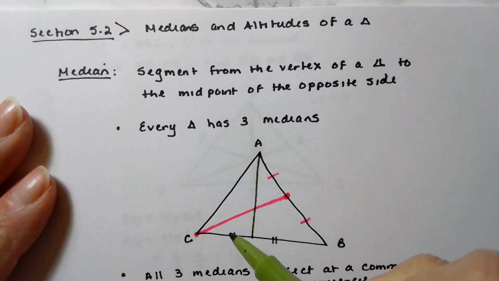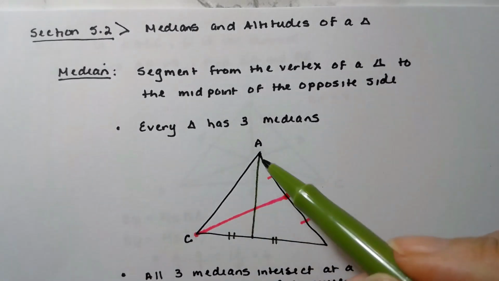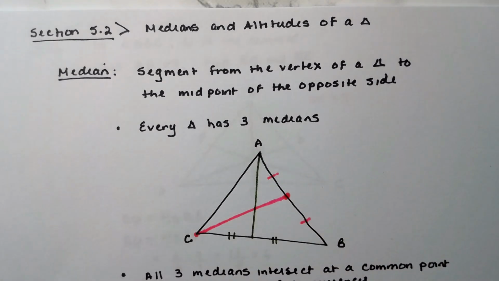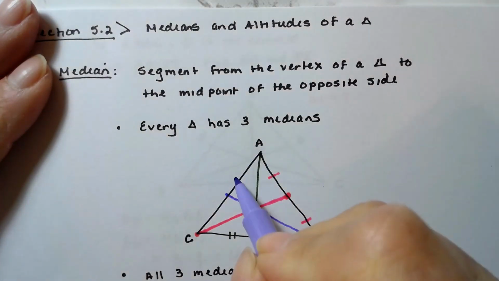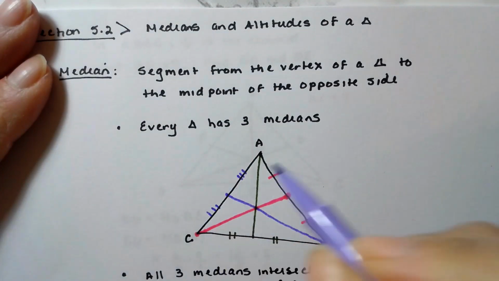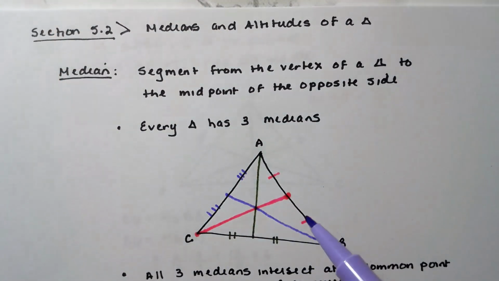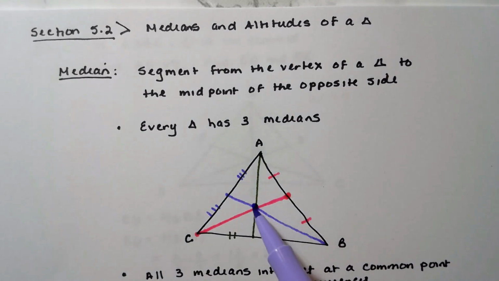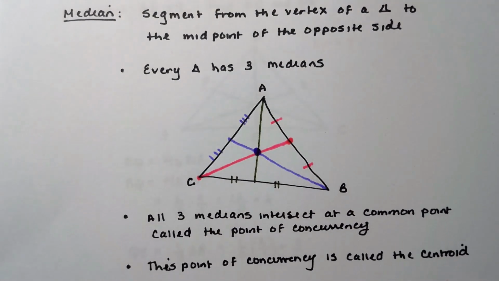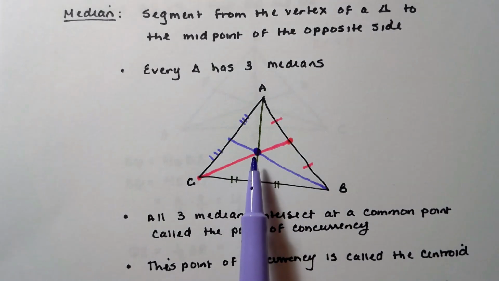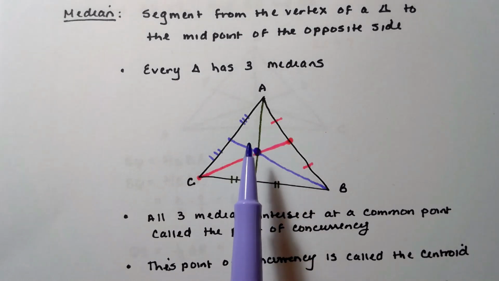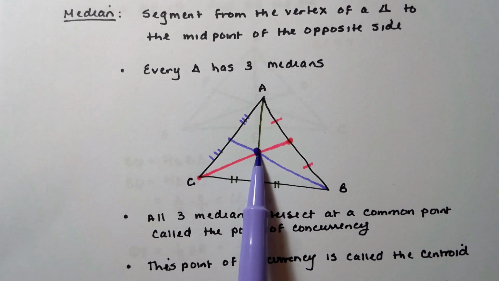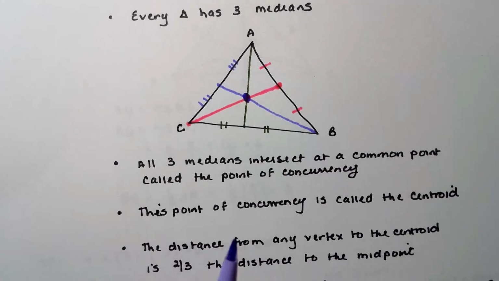So I could draw another median from this vertex to the midpoint of the opposite side. And notice I've got different tick marks because I don't know what the lengths of the sides of this triangle are, so they're not necessarily all the same. Then I can draw another median here, and that would make this piece congruent to this piece. And you notice if we draw all three medians, they all intersect at a point of concurrency. And for the medians, the point of concurrency has a special name. It's called the centroid.